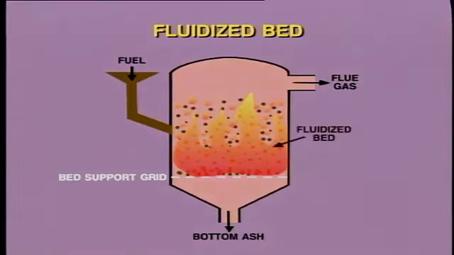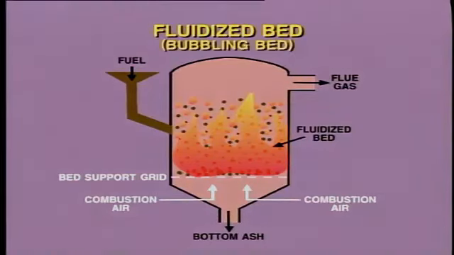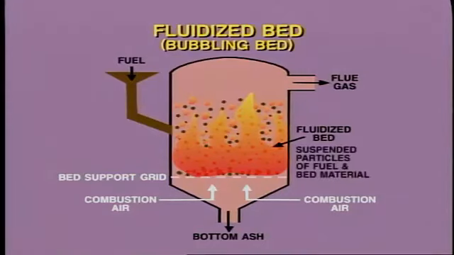Combustion takes place in a bed, floating on the combustion air, which is fed up through the bottom of the furnace. This is often known as a bubbling bed. Particles of fuel and bed material, sand or fine gravel, are suspended in the air and gas stream, almost resembling a fluid, hence the name. Well, isn't this just like pulverized coal then? Well, no. The fluidized bed allows us to burn much larger particles than pulverized fuel.